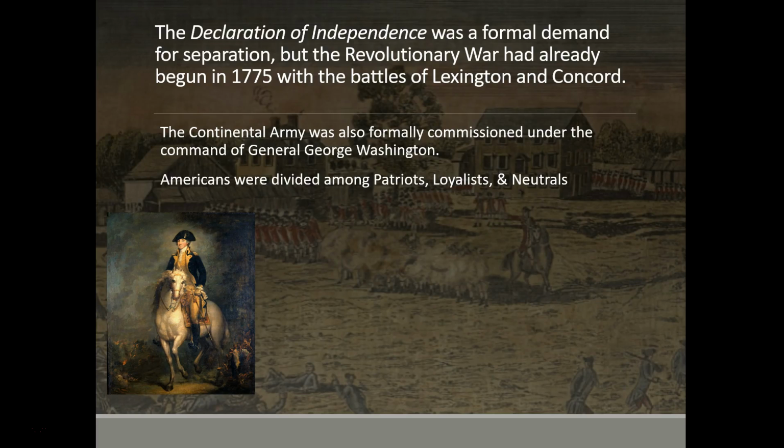So the Declaration is a formal demand of separation, but the war had begun in 1775 in Lexington and Concord. And so once we've formally demanded independence, now we can have a formal army. So the Continental Army is formed and commissioned under the command of General George Washington. And Washington was a very highly regarded figure, even by that point.